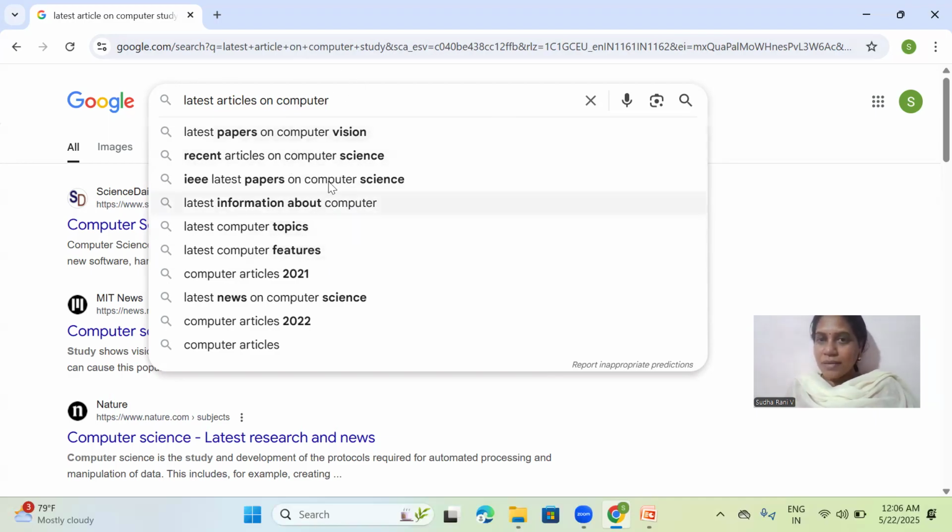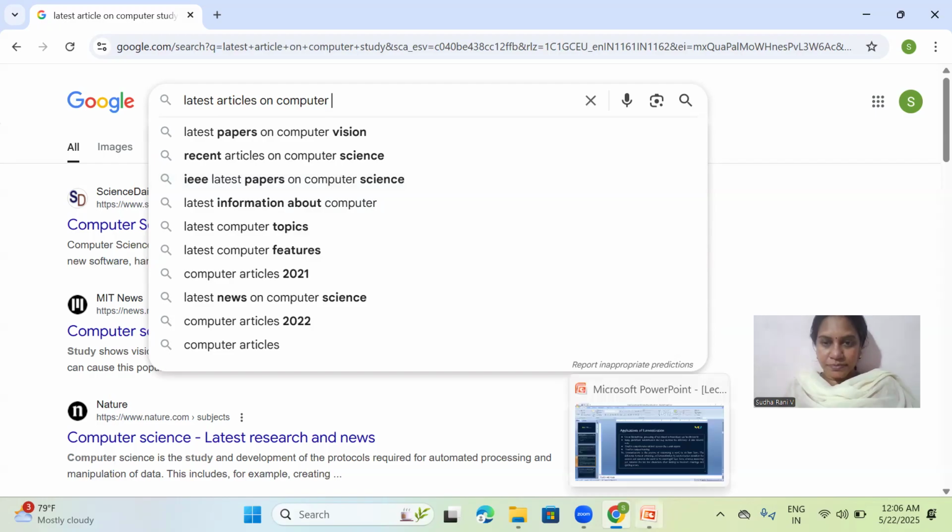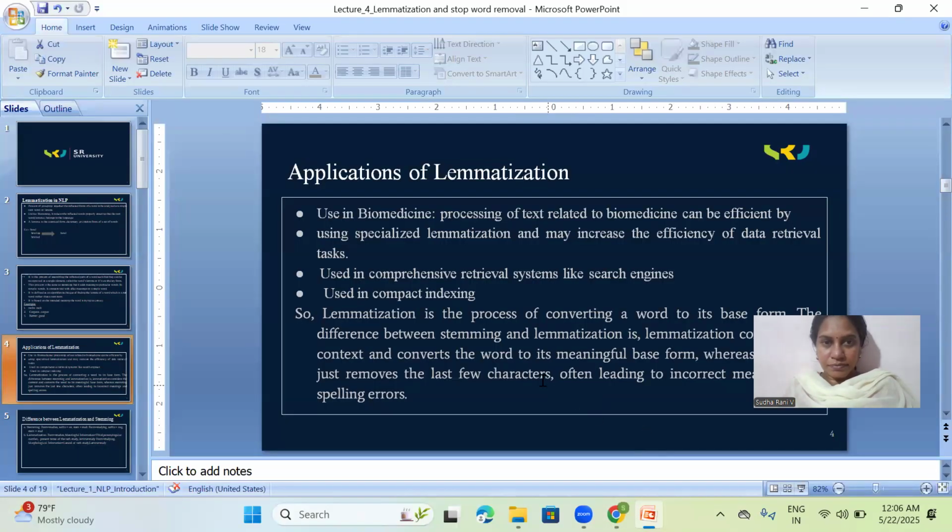So this is called lemmatization, where in the information retrieval system, lemmatization gives us much scope for the quick retrieval of information. It is used in comprehensive retrieval systems like search engines, as we just saw.